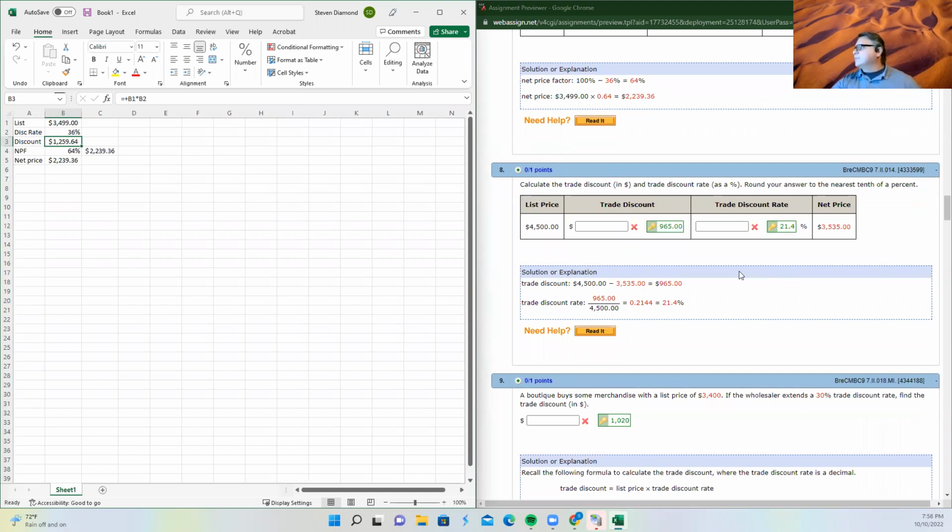Okay, so once again, and we'll get into that in a minute, they want you to know what the trade discount in dollars and trade discount rate is if you get the net price. Okay, so your trade discount, we take our list price minus the net price, we know what our actual discount in dollars is going to be.